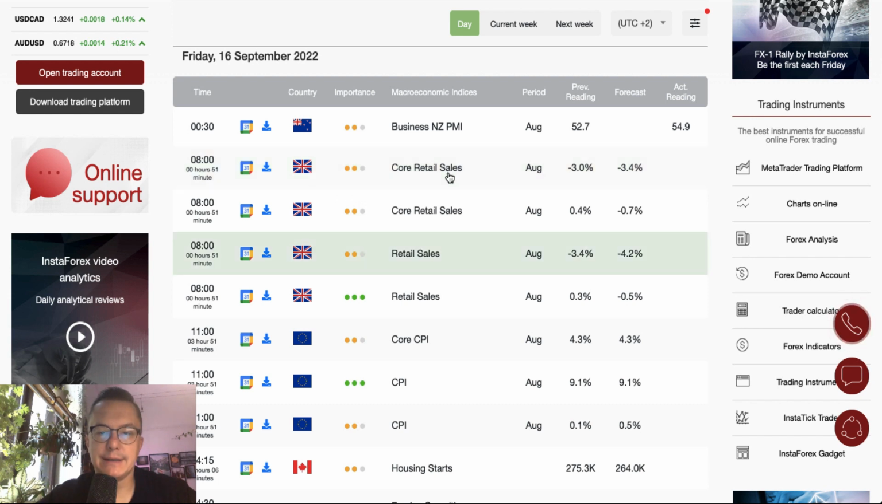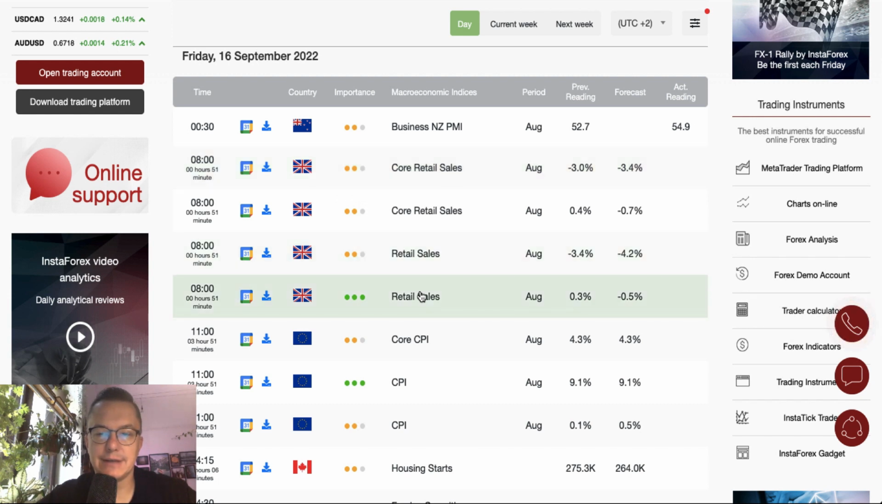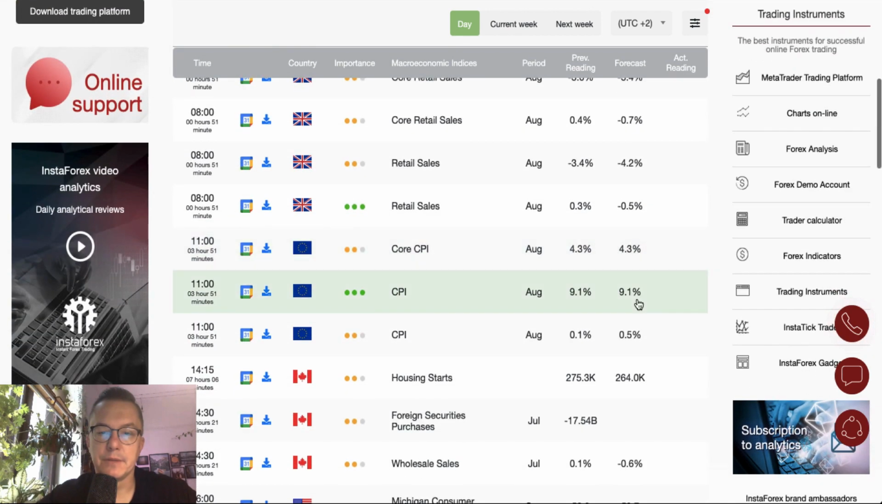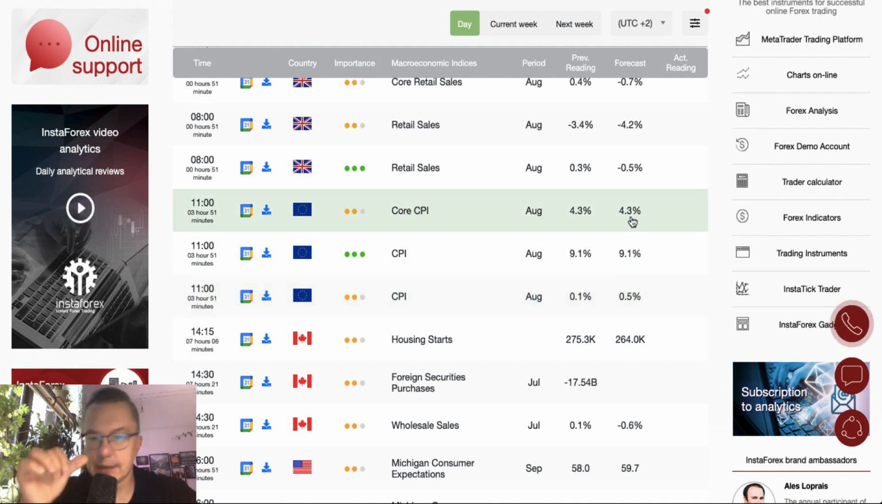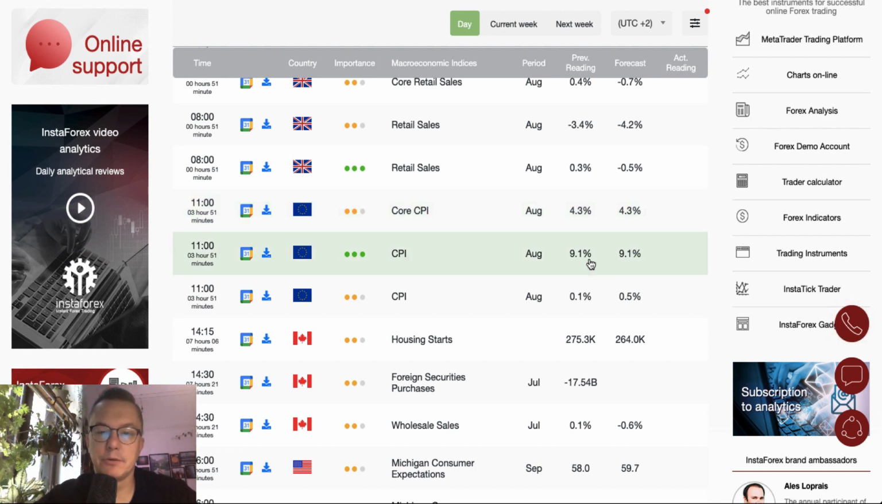Core retail sales and retail sales are scheduled for release at 8 a.m. As you can see, the retail sales are expected to drop from 0.3% to minus 0.5%, which is not absolutely good for the British economy. CPI index from the Eurozone is scheduled for release at 11 o'clock together with the core CPI. The core CPI is supposed to stay at the level of 4.3% and the CPI at 9.1%.